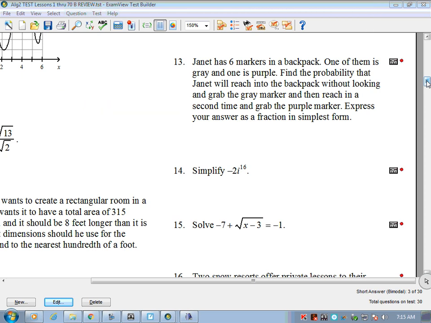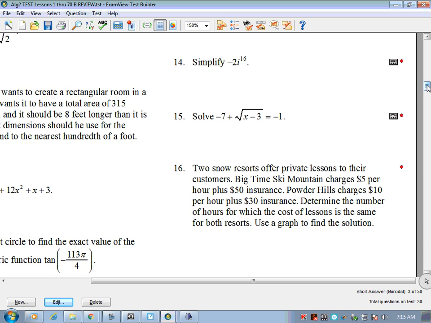Okay, 14. So we've got negative 2, i to the 16th. The thing to remember here is that 16 is divisible by 4. i to the 4th is 1. So if you have to, you could look at it like this, like negative 2, i, 1, 2, 3, 4, 5, 6, 7, 8, 9, 10, 11, 12, 13, 14, 15, 16, 1, 2, 3, 4, 5, 6, 7, 8, where each of these is equal to negative 1.